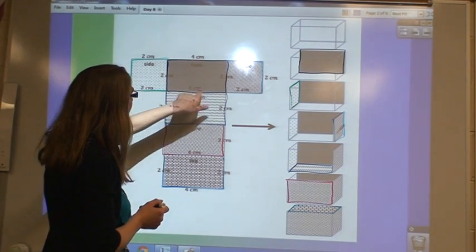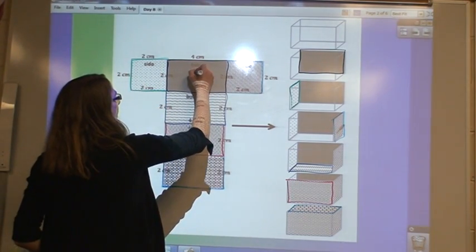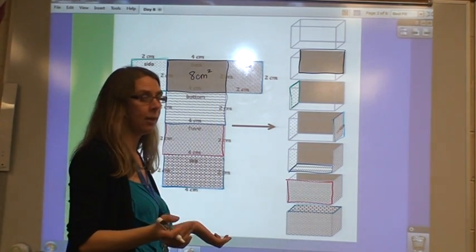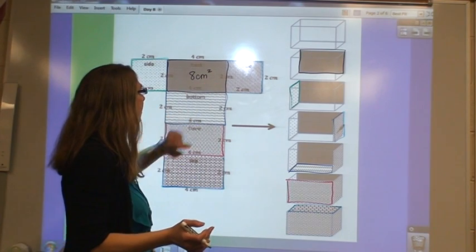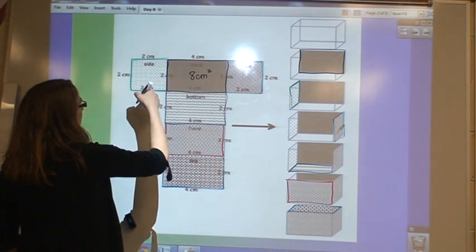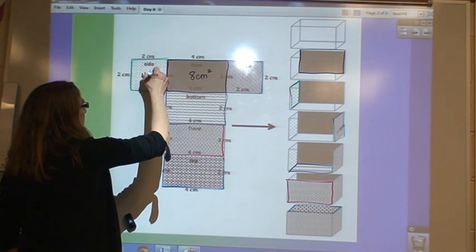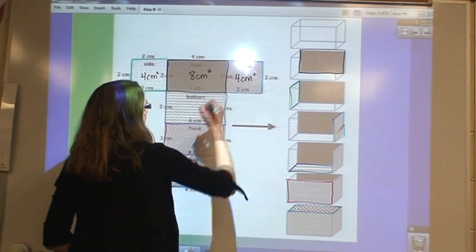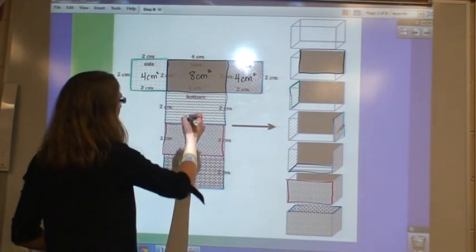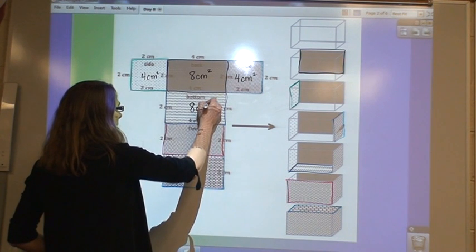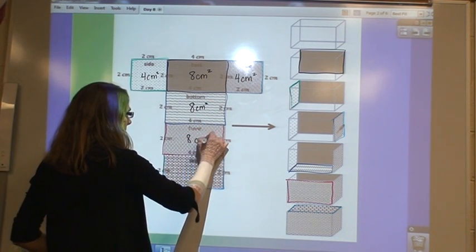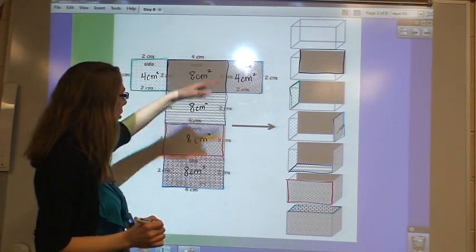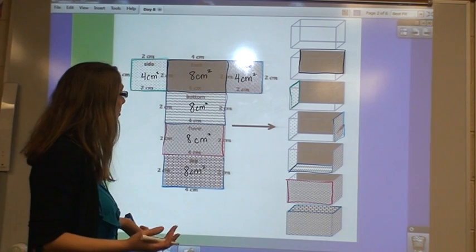So this is a 2 centimeter by 4 centimeter rectangle. So the area of this one is 8 square centimeters. Now notice we're talking in 2 dimensions now, not 3 like we were with volume. So this is actually going to be squared. Now these ones are a 2 by 2, so it's going to be a 4 centimeter squared area, and this one matches it because it's opposite. And then this is a 2 by 4, so it's 8. This one is 8. And this one is 8.